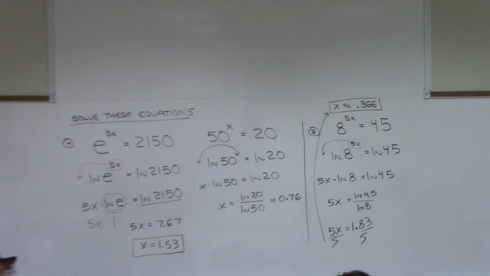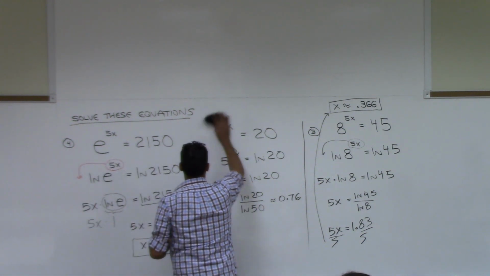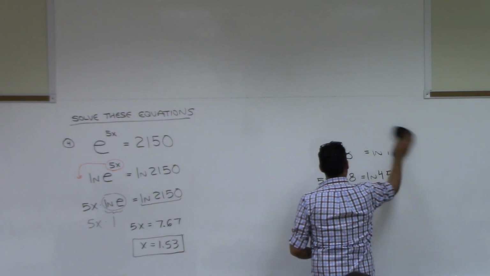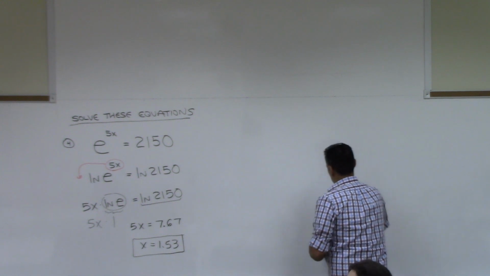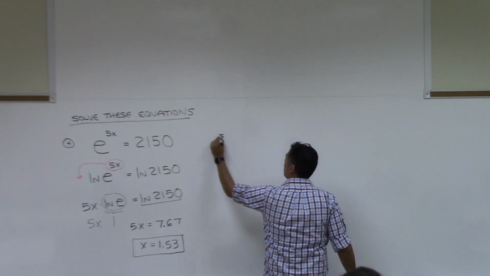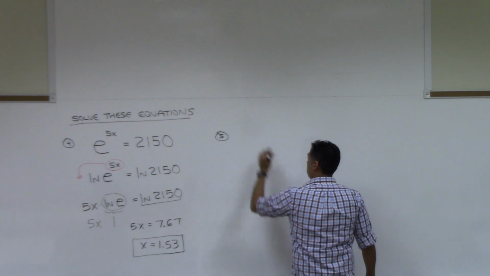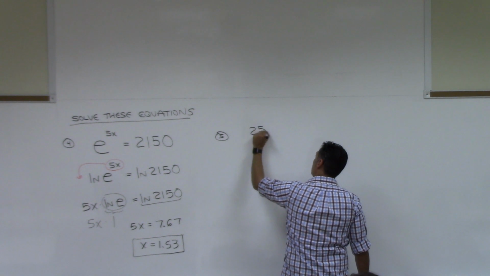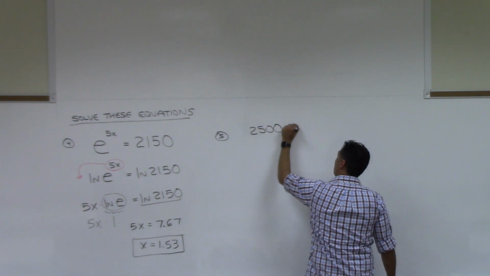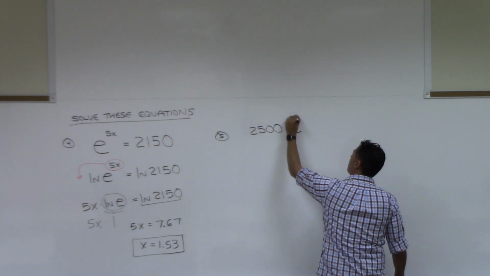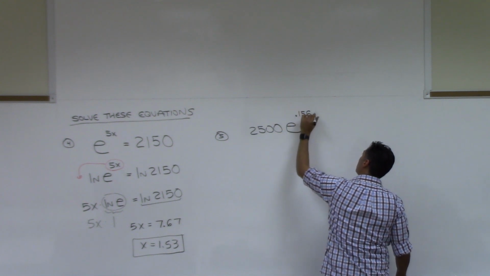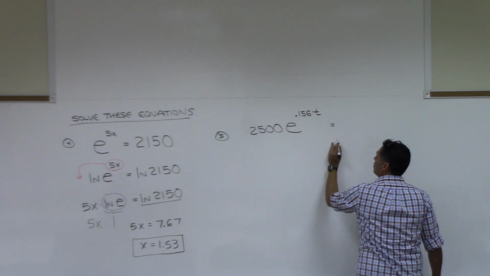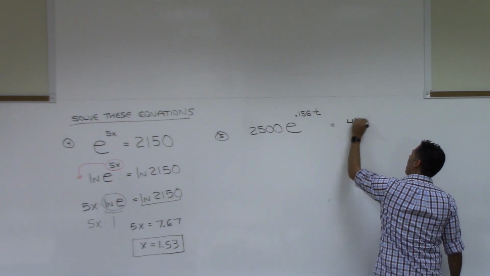All right, one more example, and then we're going to talk about the word problem. So what if we have, our fifth example here, 2,500 e to the 0.156 times t equals 4,000.